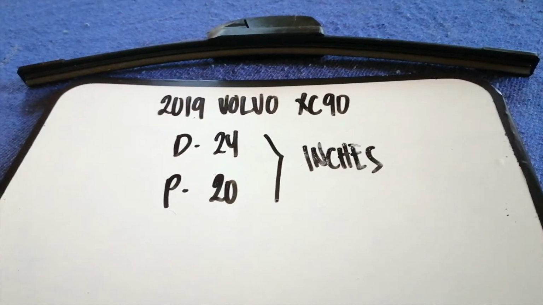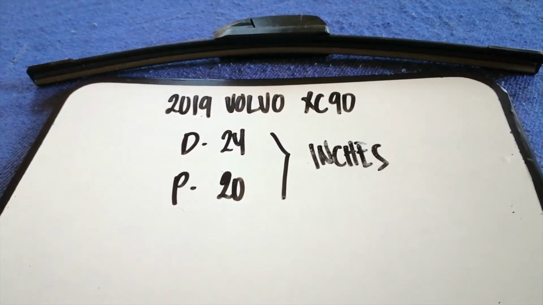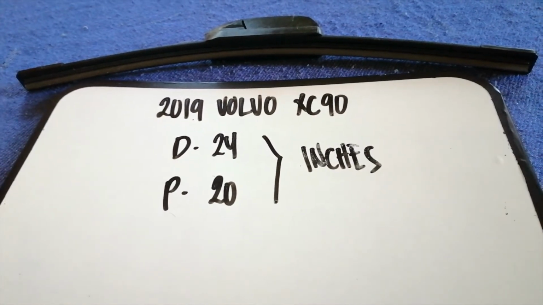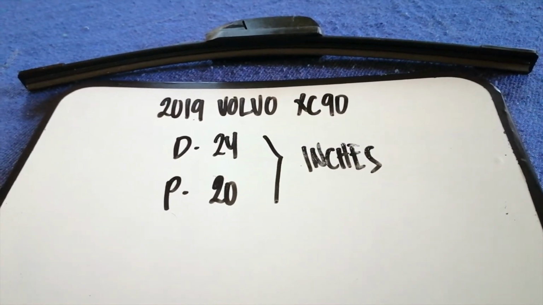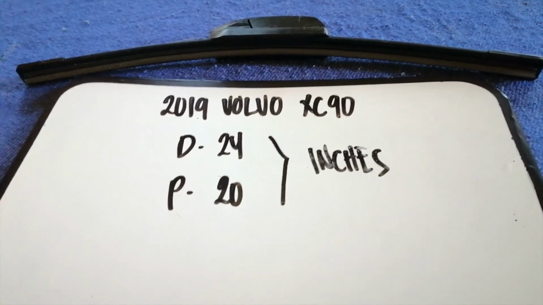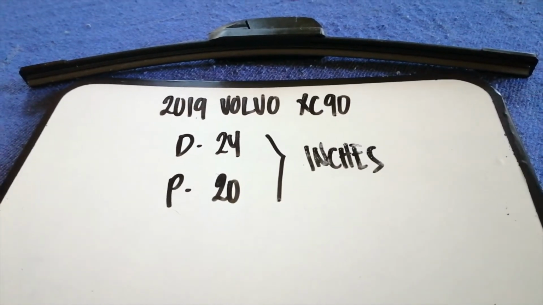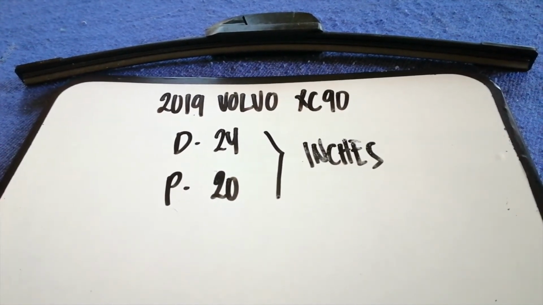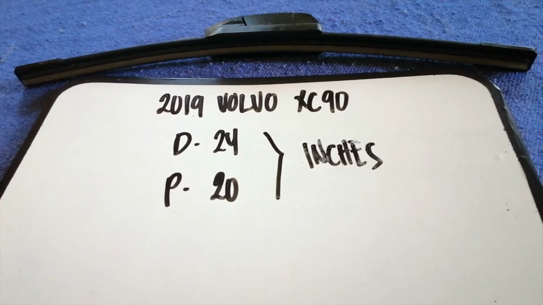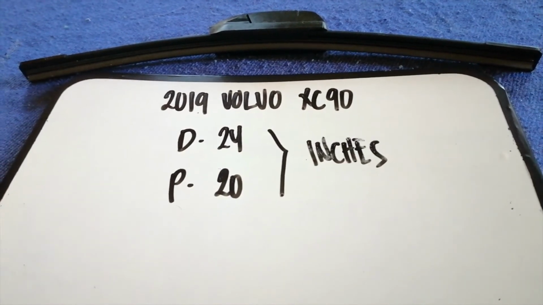The wiper blade replacement size for the 2019 Volvo XC90 is 24 inches for the driver's side and 20 inches for the passenger side. As you can see, the blade size is different for the driver and for the passenger. So once again, the wiper blade replacement size for the 2019 Volvo XC90 is 24 inches for the driver's side and 20 inches for the passenger side.